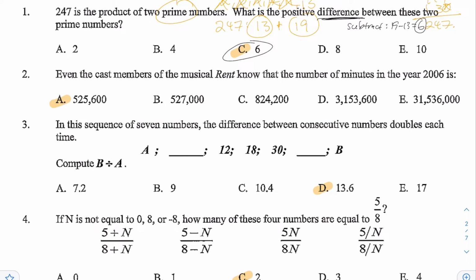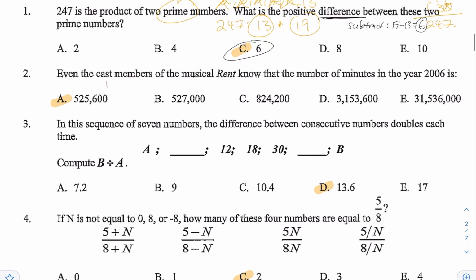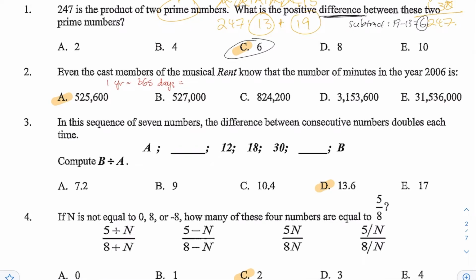of minutes in the year 2006 is. So here you have to take the number of minutes in a year. So you know that a year is equal to 365 days. In this case, it's not a leap year. And here you have to take 365 and multiply by 24 hours a day. So you have to do 365 times 24.